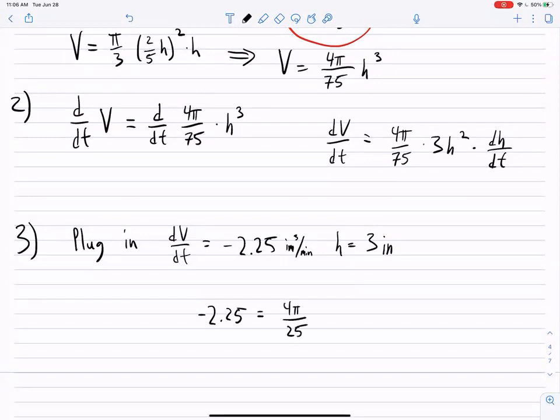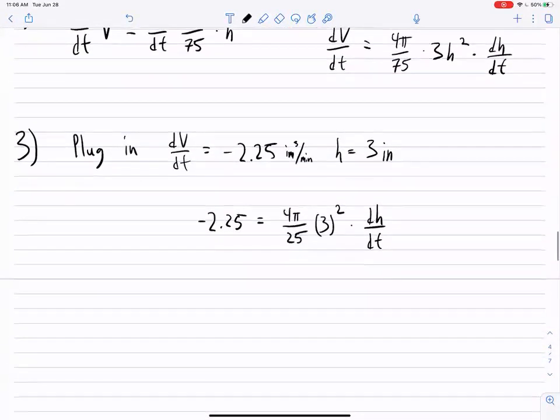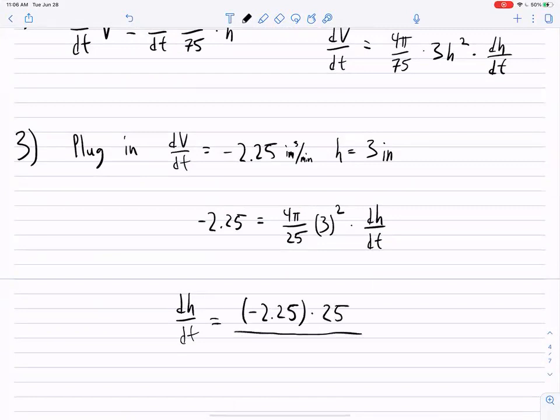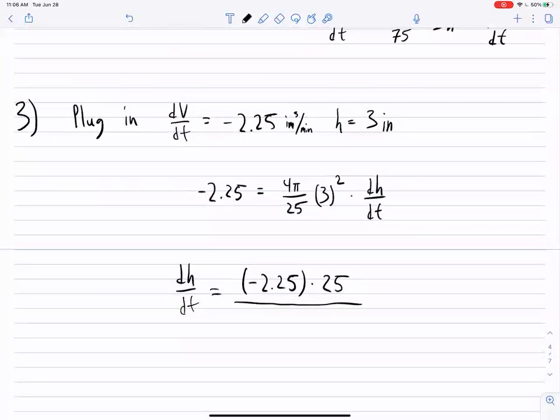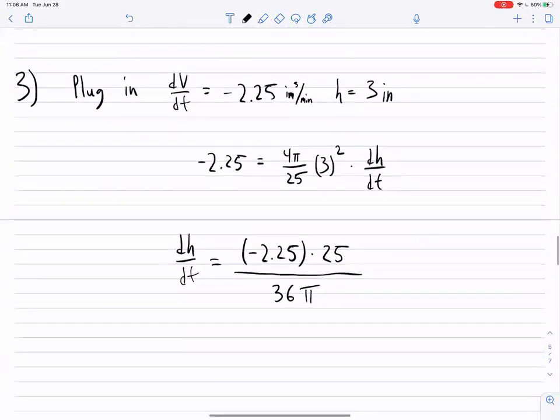And then h squared would be 3 squared times dh/dt, which is what we want. dh/dt is the quantity we want, so solve. We get that dh/dt is equal to negative 2.25 times 25, and then divided by 9 times 4, which is 36 pi.